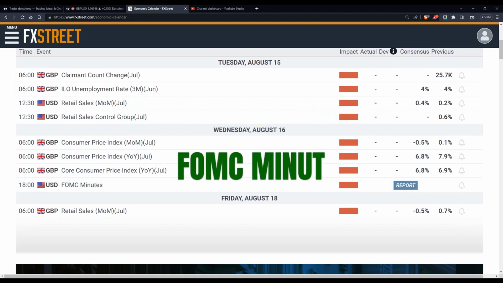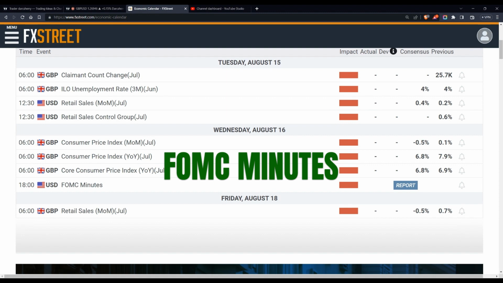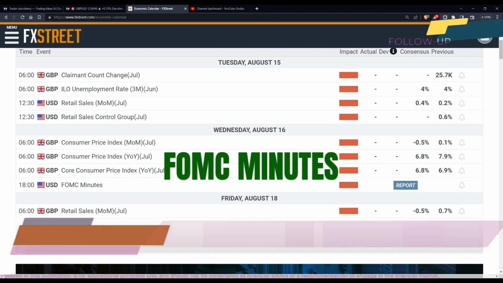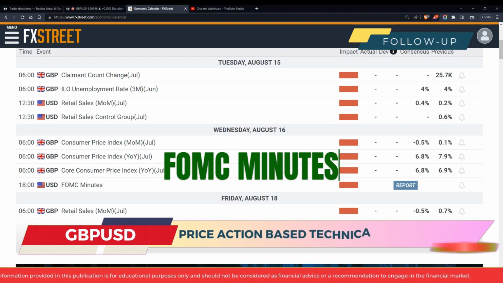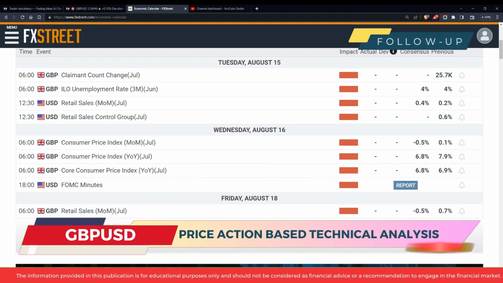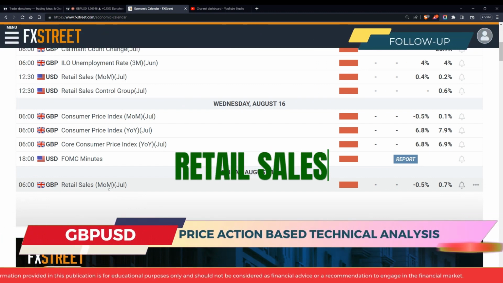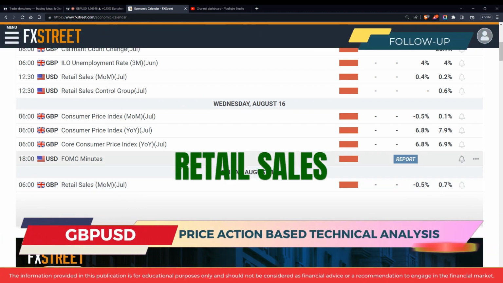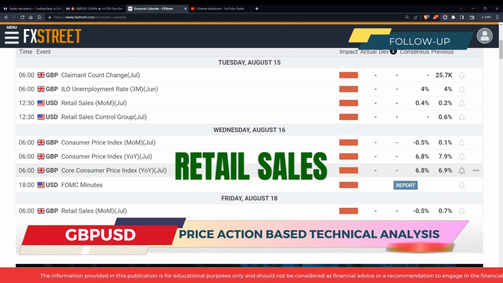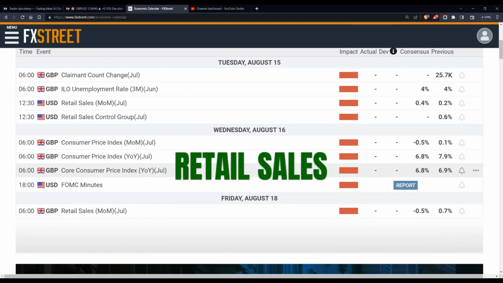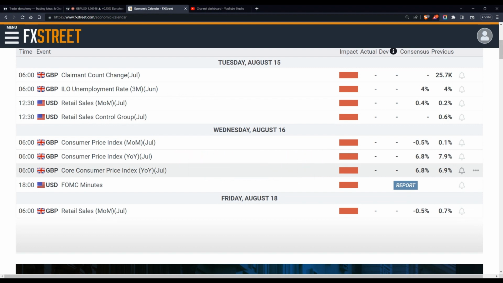Then we have the FOMC meeting, of course, which is the summary of the FOMC minutes, discussion and decisions of central bank's monetary policy meeting. Then on Friday, we have the retail sales from the United Kingdom's economy as well. So these are very high impact events. And of course, the anticipation of these events will be reflected on the chart as price action.